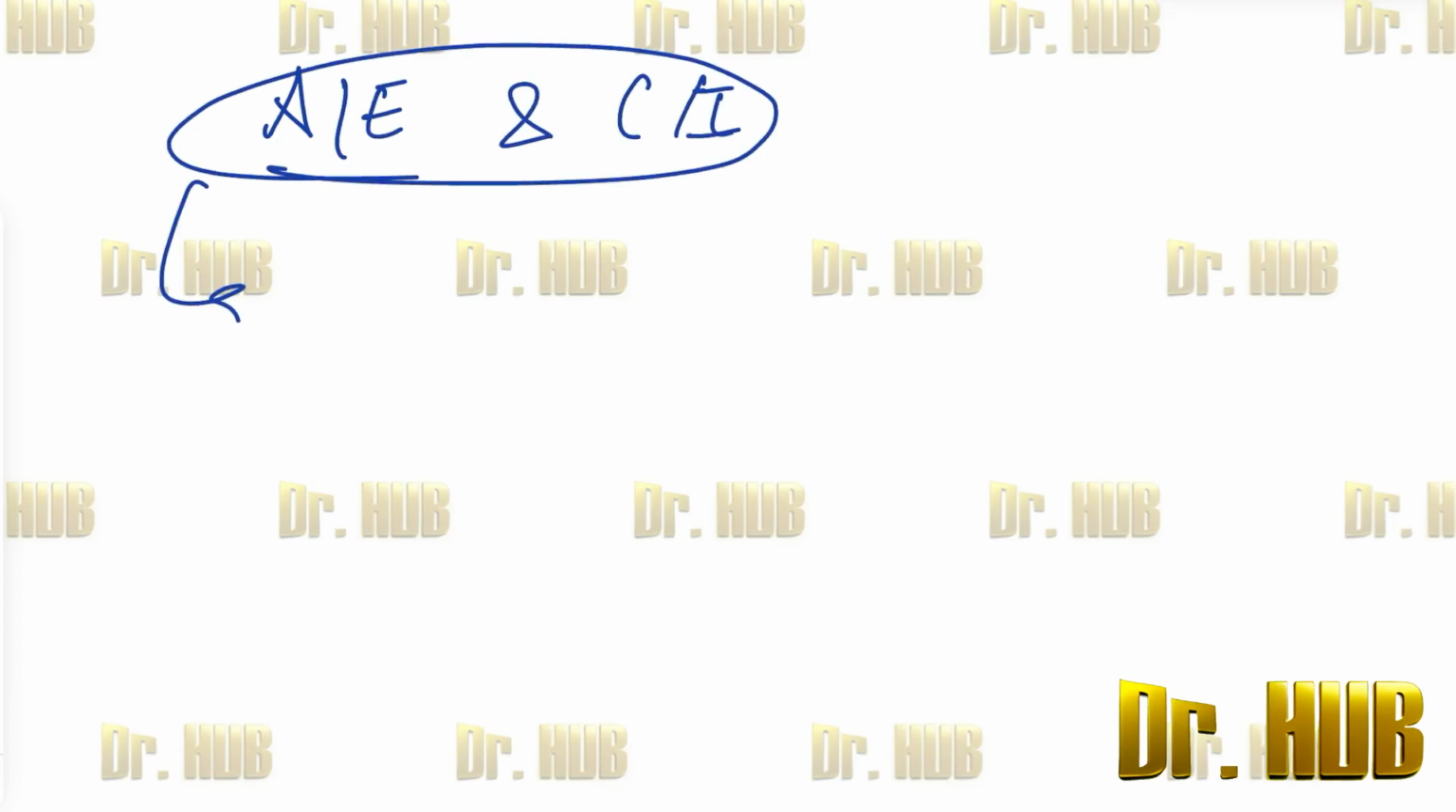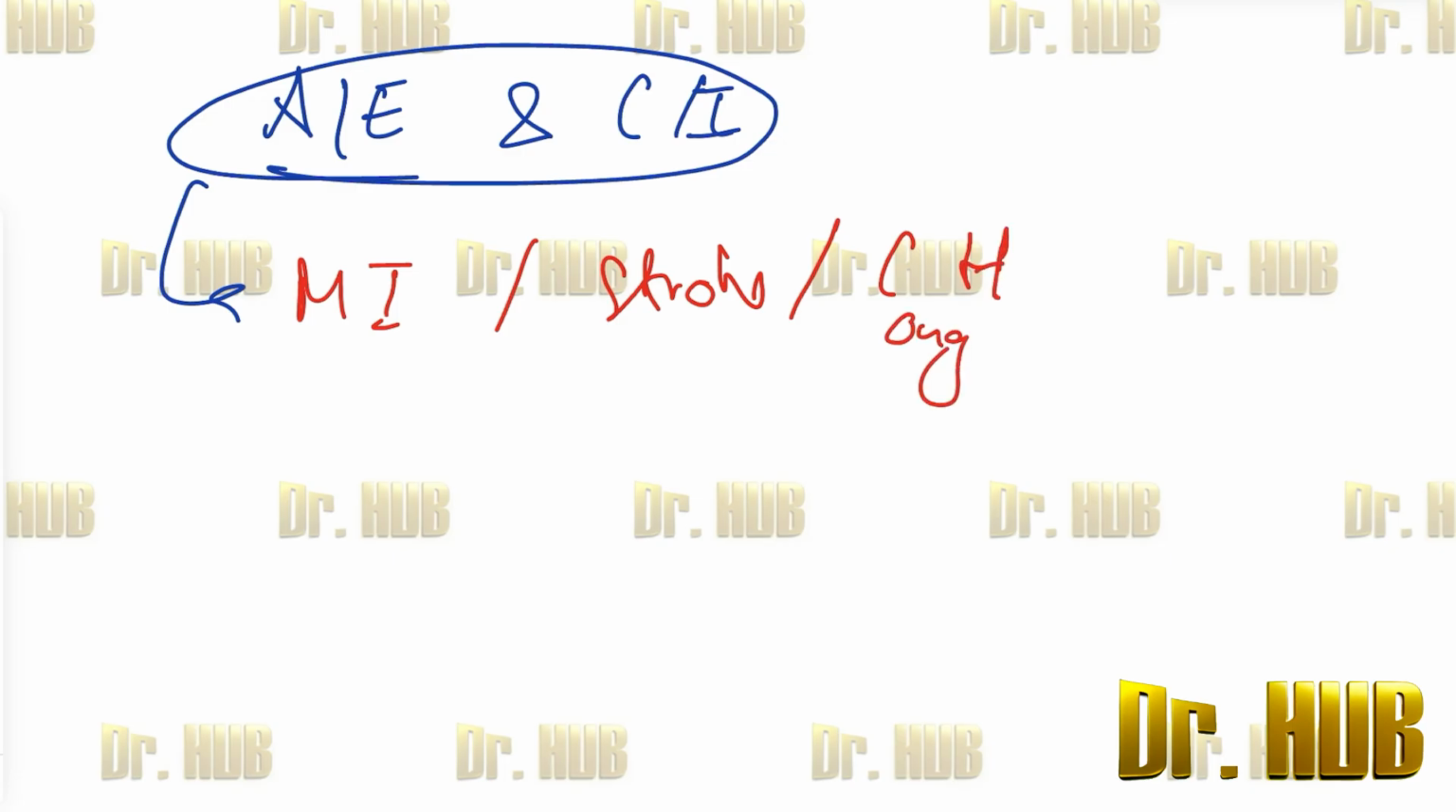Next we move on to the adverse effects as well as the contraindications. So there are adverse effects and also the CI, that is the contraindications. So in adverse effects there is the MI, next is the stroke, then comes the congestive heart failure, next is the hypertension as well as the renal impairment.